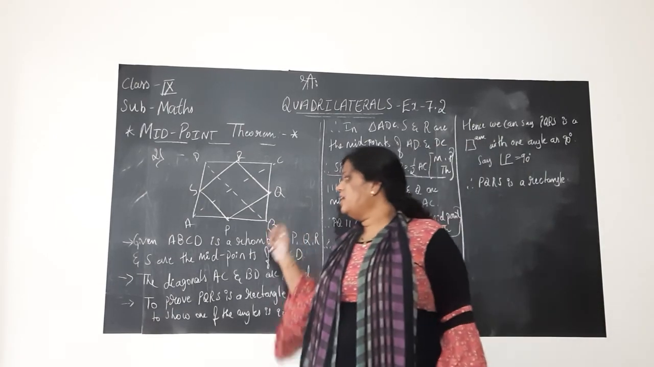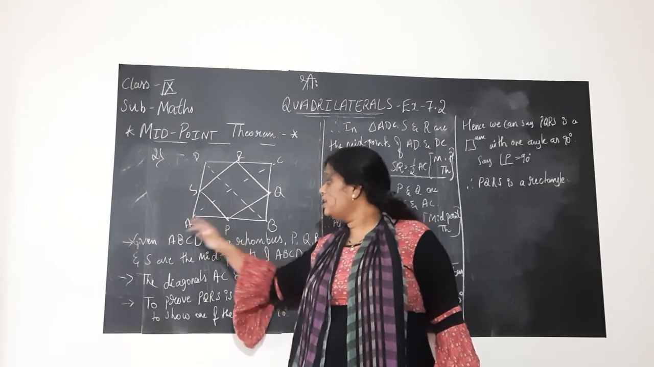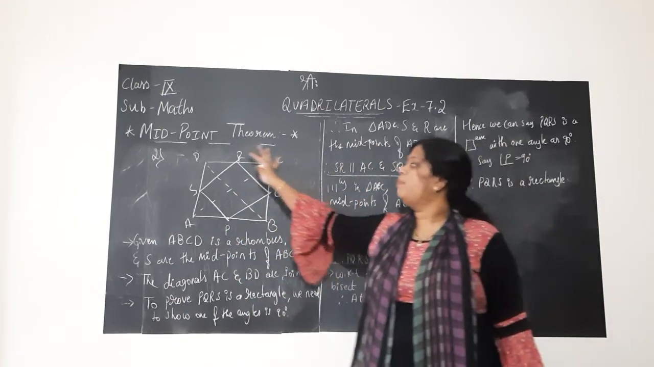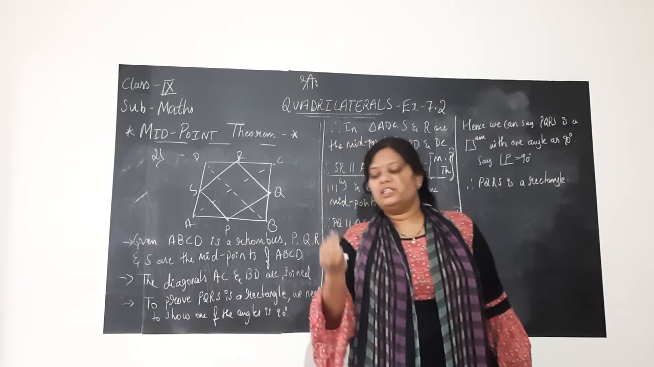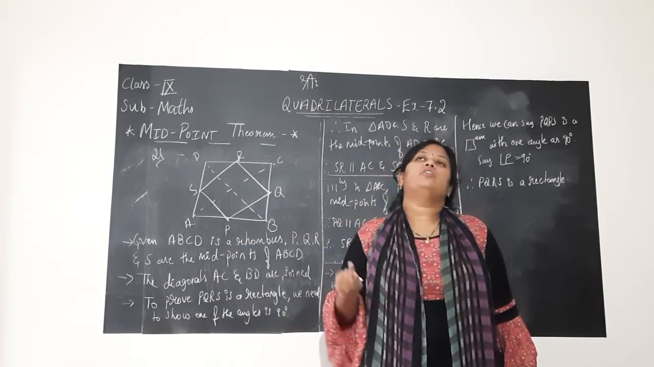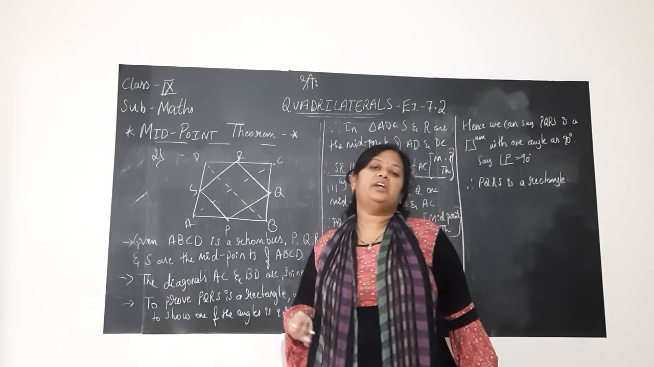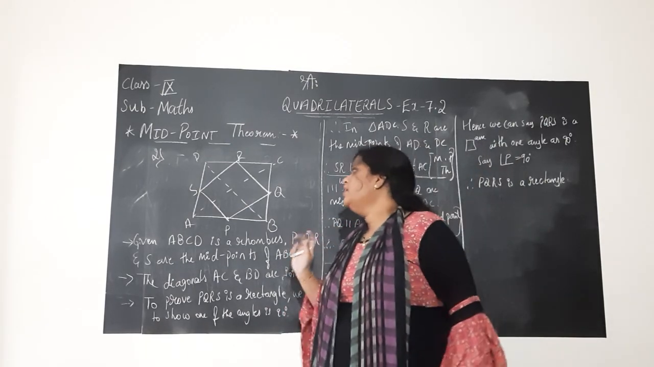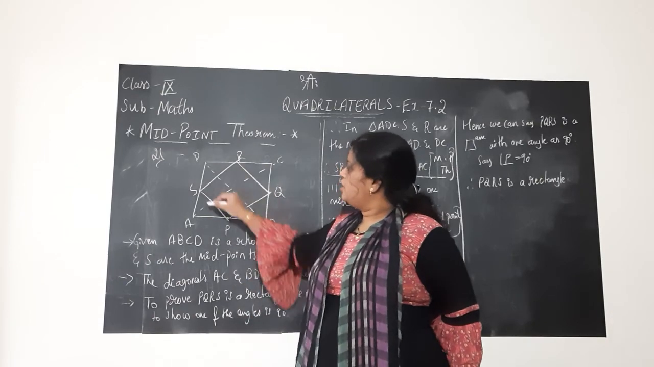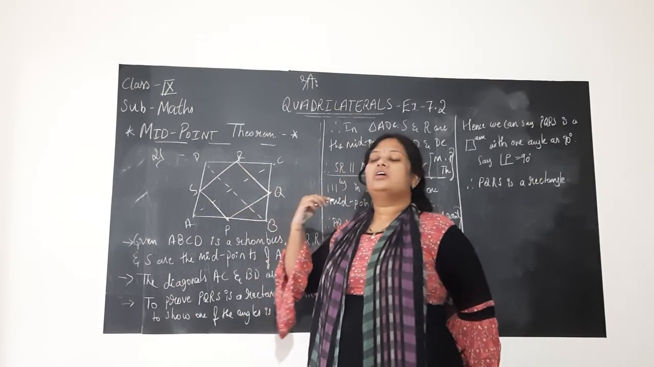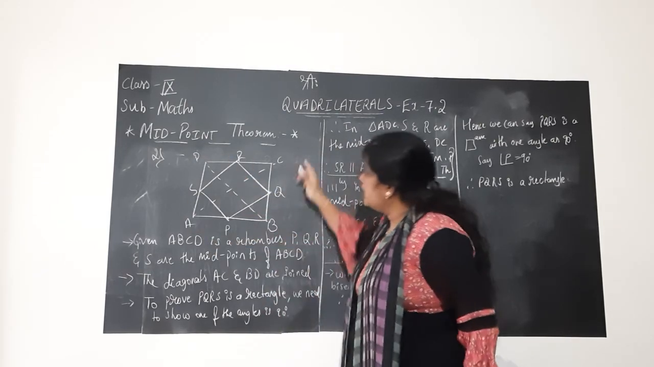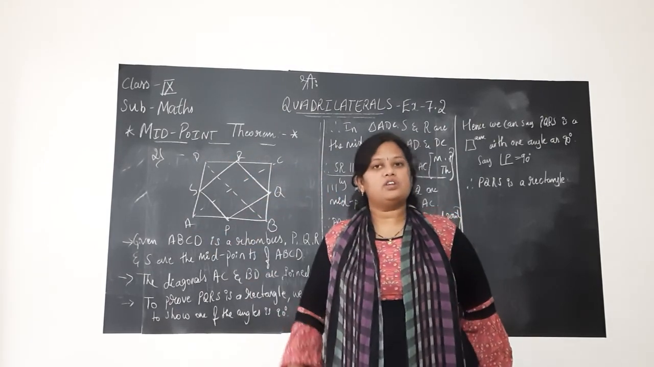Now they are asking us to prove, and they are telling us ABCD is a rhombus. So for a rhombus, you should know its properties: all the sides are equal and the diagonals bisect perpendicularly, you should know, children. Immediately it should come to your mind. Now we need to prove that PQRS is a rectangle. ABCD is a rhombus.